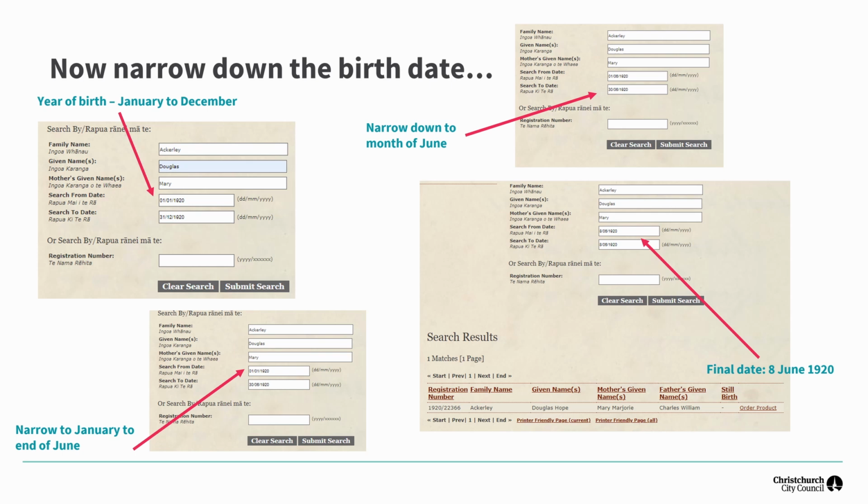So note that with NZBDM online, it requires exact spelling of names, so check for potential misspellings. Ackley with an EY also appears as Ackley with an LY. And be prepared to come back to search the database with a variation of the name. You may find it in a newspaper notice or other source.